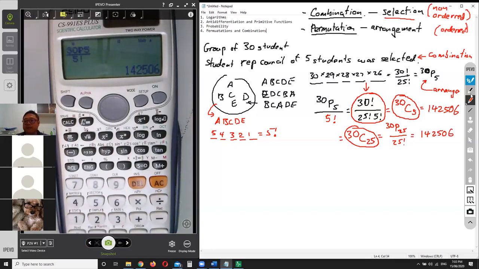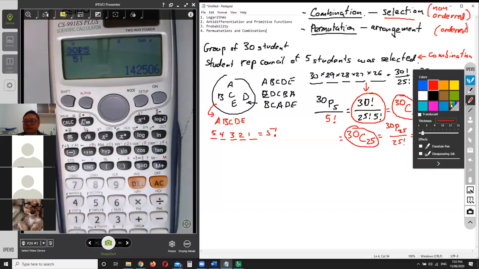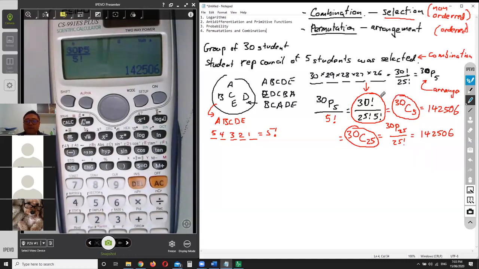Okay, let me explain. Because we've gone a little bit over time, I'm just going to explain this quite quickly, and the penny will drop. Trust me, you'll go, oh, of course it is. When we choose 5 students, how many are left over? 25. So choosing 5 students to include is the same as choosing 25 students to exclude.